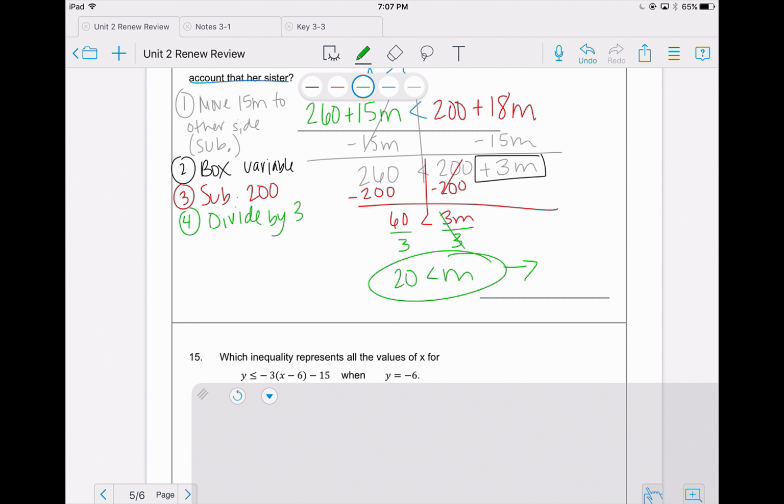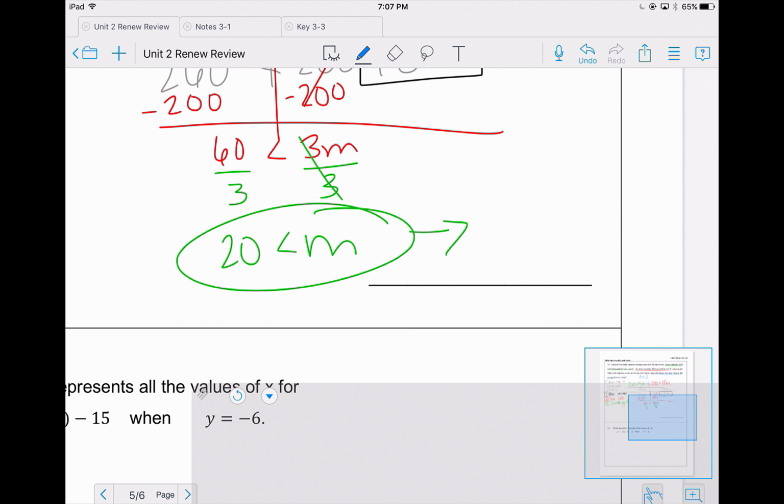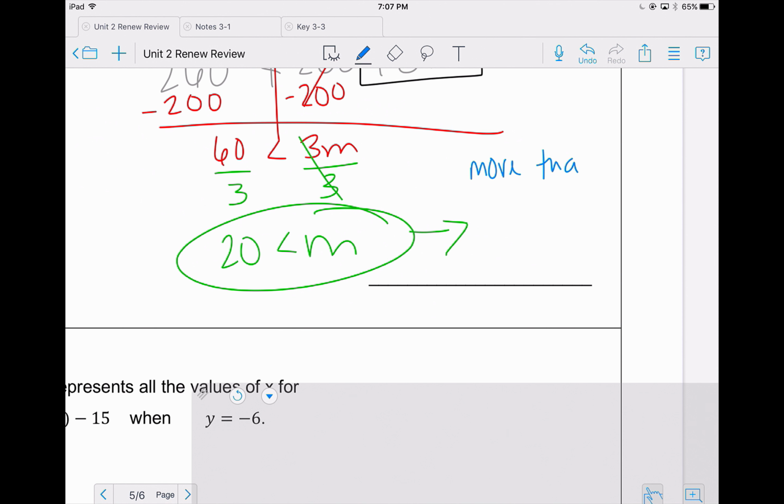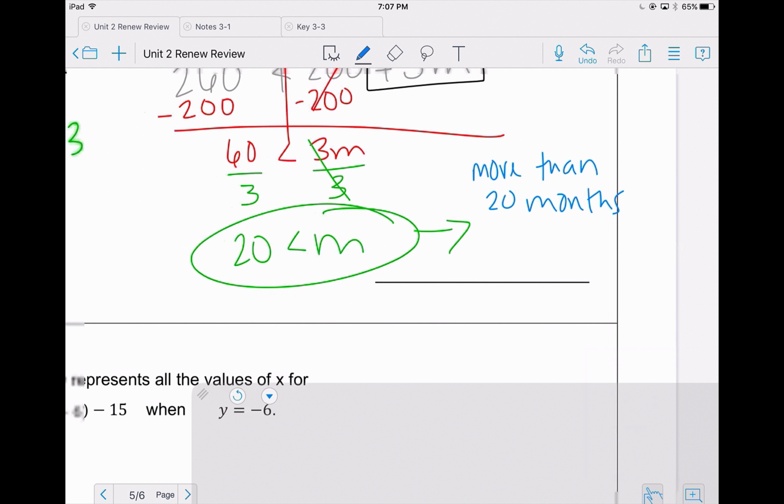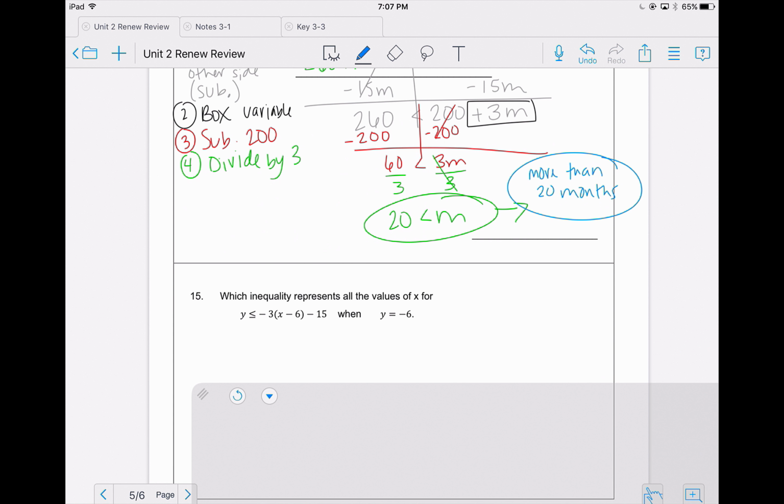You could also, if you wanted to write it in words or if you see it in words, 20 is less than m, so more than 20 months would also be an appropriate way to answer the question. Again, the only time you really need to switch is when you're graphing, so because we don't have to graph this one, we don't have to switch this one.